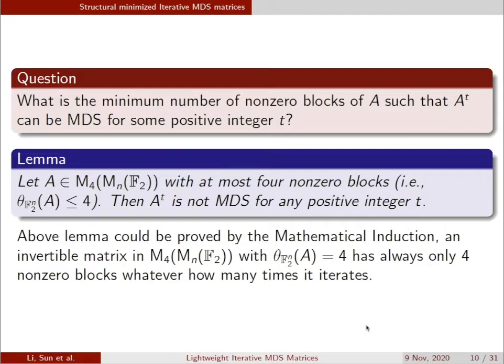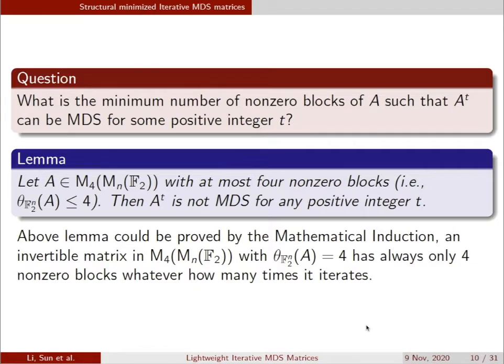The following lemma clearly gives us a lower bound for the number of non-zero blocks. When the matrix has only three or fewer non-zero blocks, it's singular, of course, and however many times it iterates, it's also singular. And when the matrix has four non-zero blocks and two of them are in the same row or in the same column, it's also singular, and it's also not MDS for any positive integer.